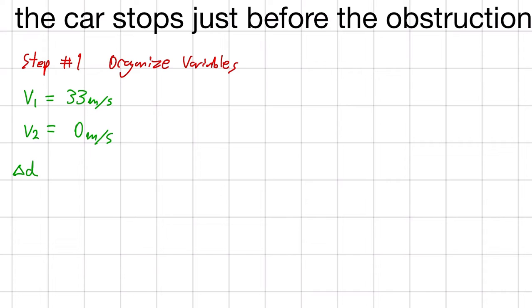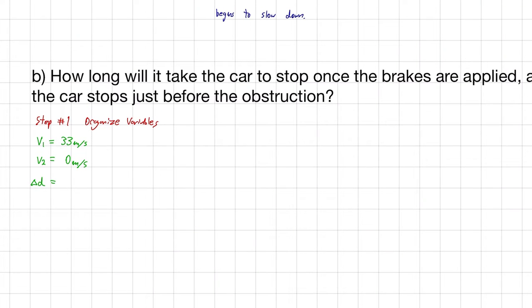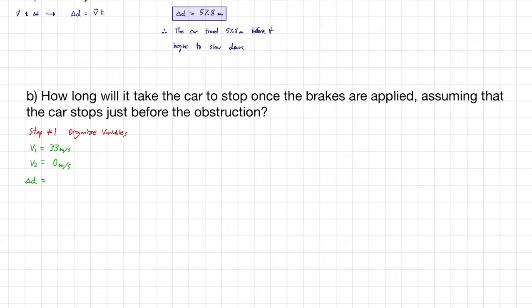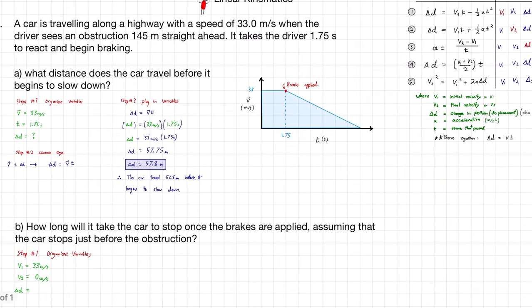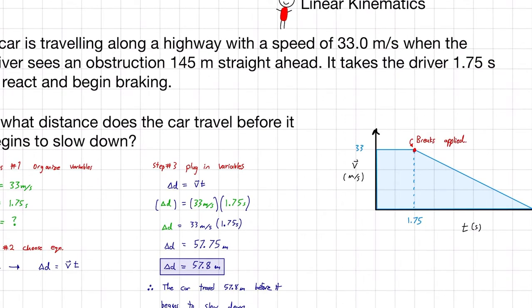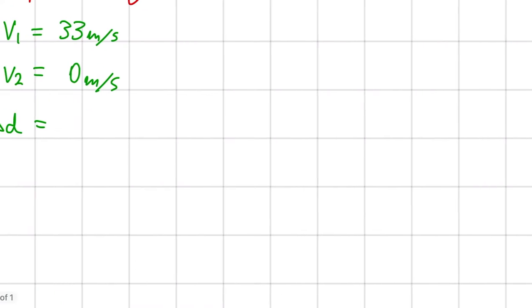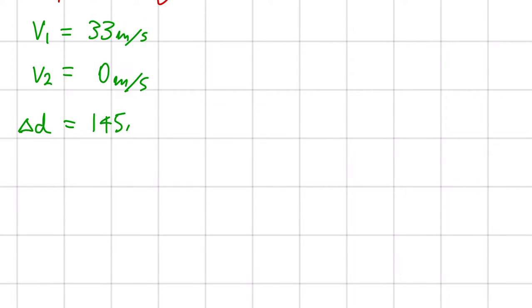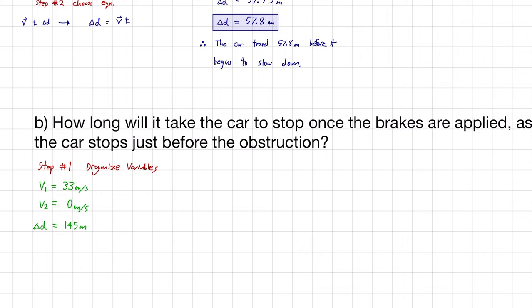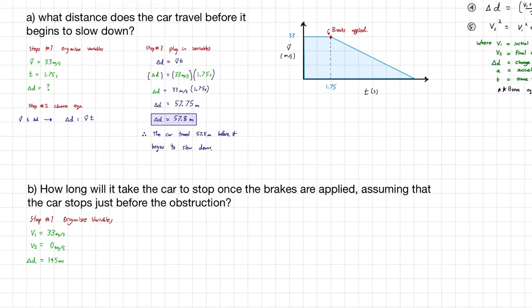We also have a distance here, when the car is stopping just before the obstruction. So we're going to have to do a little bit of a trick here. We're going to see that initially the obstruction is 145 meters away. So let's write that for now, 145 meters. But I want to see if you are able to catch what I need to do here. This is not the value we're going to use for delta D.